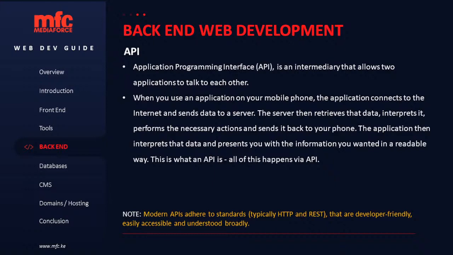I've given here an example of when you are using a mobile phone and the application connects to the internet and sends data to the server. The server retrieves this data, interprets it, performs the necessary action, and then sends the results back to your phone. That is a similar situation to what we have here, the work of an API: enabling the sending and receiving of requests between different kinds of nodes. It could be a server, it could be a database. And because there's a need for standards, most APIs nowadays, as I've put down there as a footnote, adhere to two kinds of standards. We have HTTP and REST APIs.